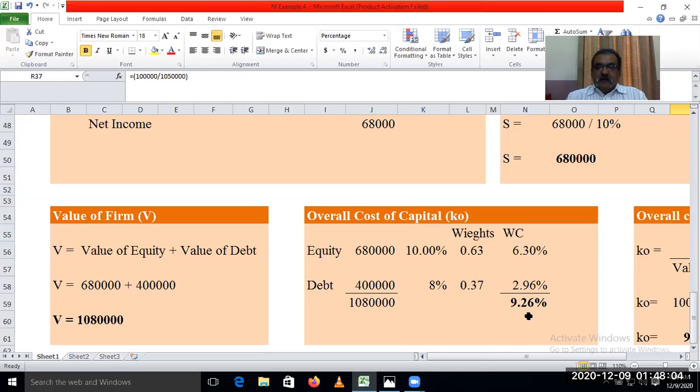And that's why after the third example, in the comparative analysis, we saw the conclusion that whenever the amount of debenture or debt capital increases, value of firm and market price increase, whereas overall cost of capital decreases. Again, the same conclusion is proved. So this is example number 4.